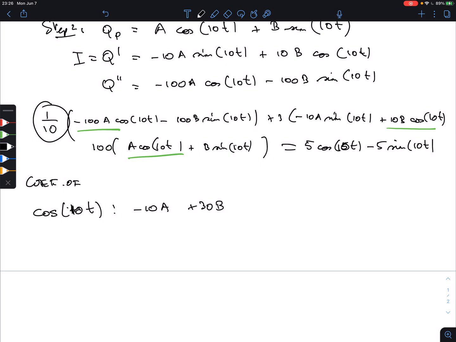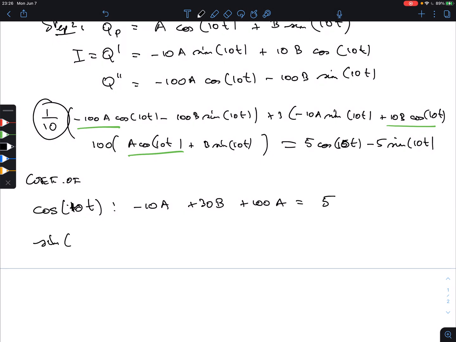And then this would be 100 plus 100a, and that they said was equal to 5. And what's the coefficient of sine 10t? Let's do that in blue. So there are these three blue guys, and of course also this guy. So that would be minus 10b, minus 30a, and plus 100b, and that would be equal to negative 5.